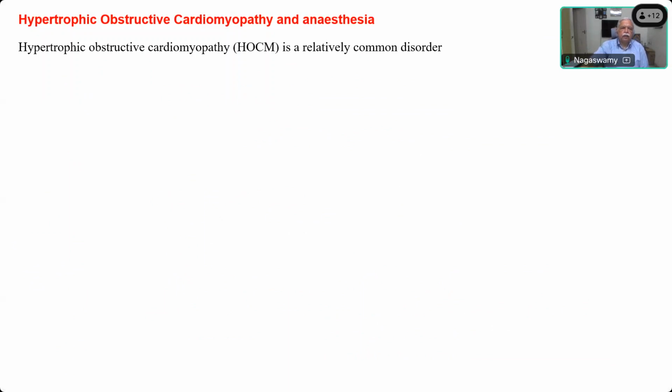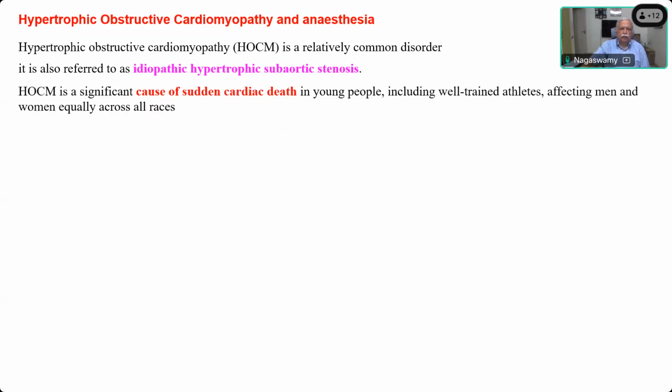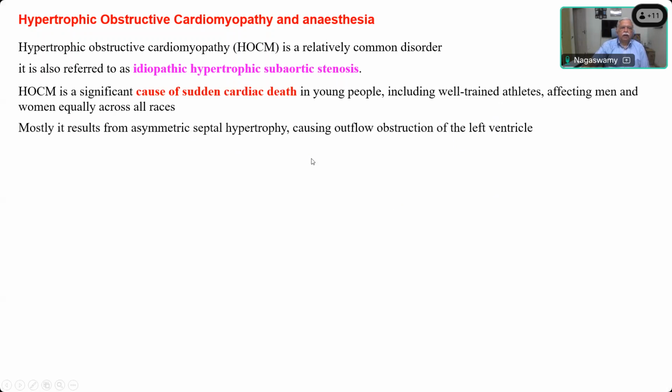So, hypertrophic obstructive cardiomyopathy is a relatively common disorder among the cardiomyopathies. This is the most common type, and it is also called idiopathic subaortic stenosis because it affects the left ventricular outflow. And it is the cause of sudden cardiac death in young people, including well-trained athletes, and women equally across all races. Mostly it results from asymmetric septal hypertrophy causing outflow obstruction of the left ventricle. So cardiac output is suddenly decreased in an acute fashion. That is the most important pathophysiology that happens.